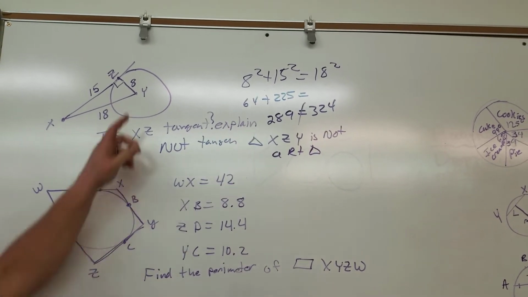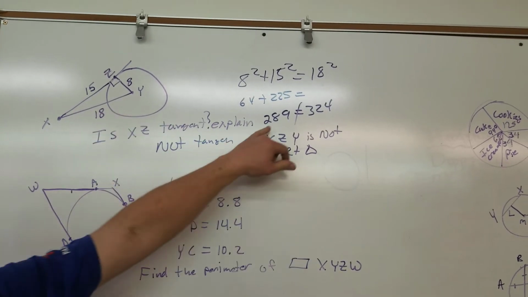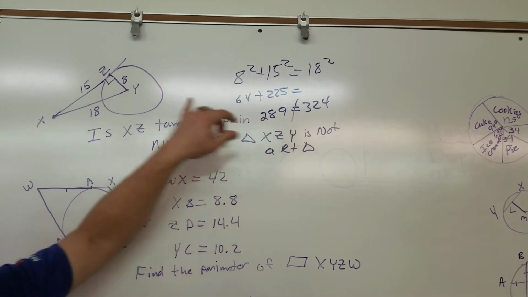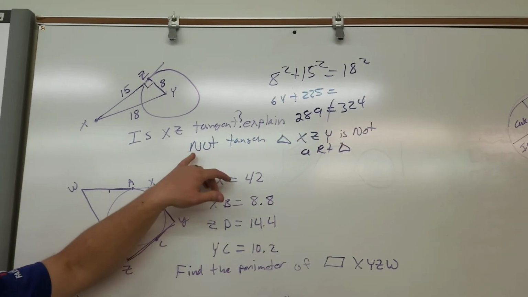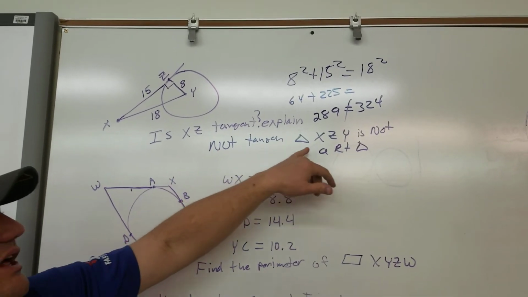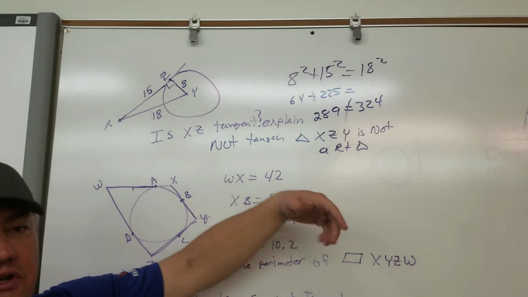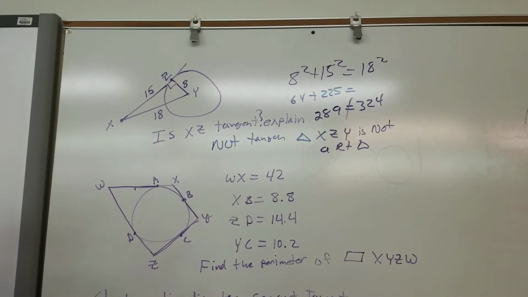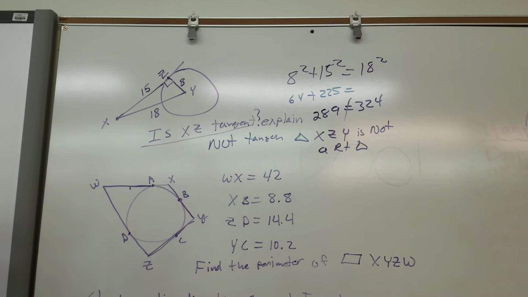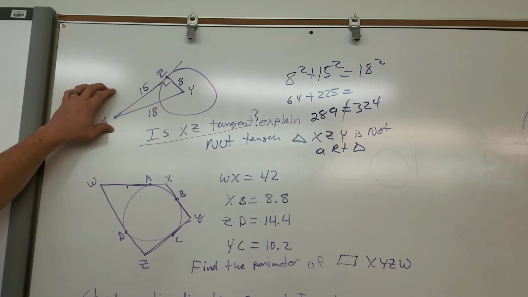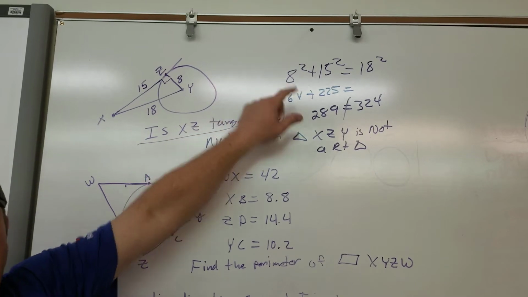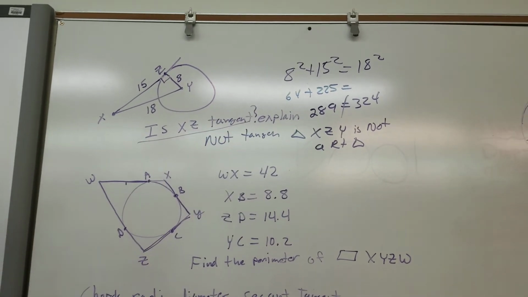If this would have been 17, by the way, the square root of 289 is 17, then that would have been a right triangle, and I would have said they are tangent, and it's because it is a right triangle. So that's all you got to do for that one. The question's going to ask, is it a tangent or not? And you're going to do that by setting up a right triangle with the Pythagorean theorem. Okay, going to the next problem.